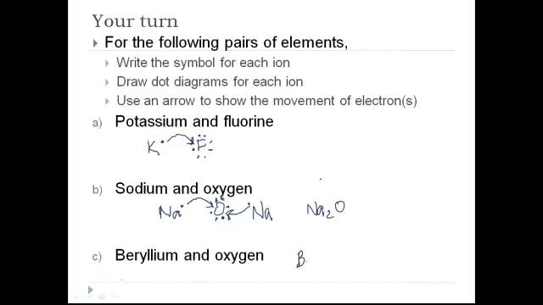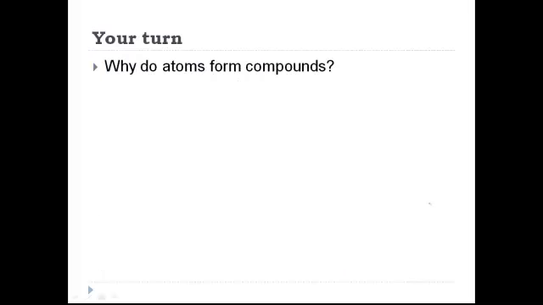And finally, beryllium. You find on your periodic table that it has 2 valence electrons. And we just did oxygen, so you know that it has 6. Beryllium really wants to give away these 2 so that it has a full valence shell underneath, and oxygen really wants to. So this is easy. Beryllium gives both of its valence electrons to oxygen, and you end up with BeO, 1 beryllium for every 1 oxygen.